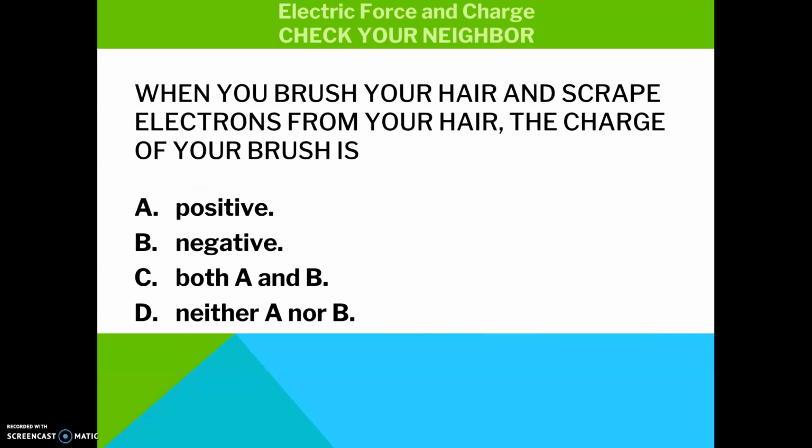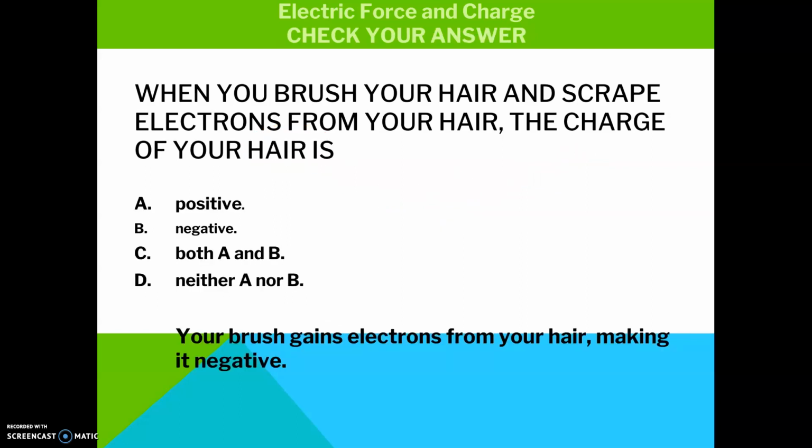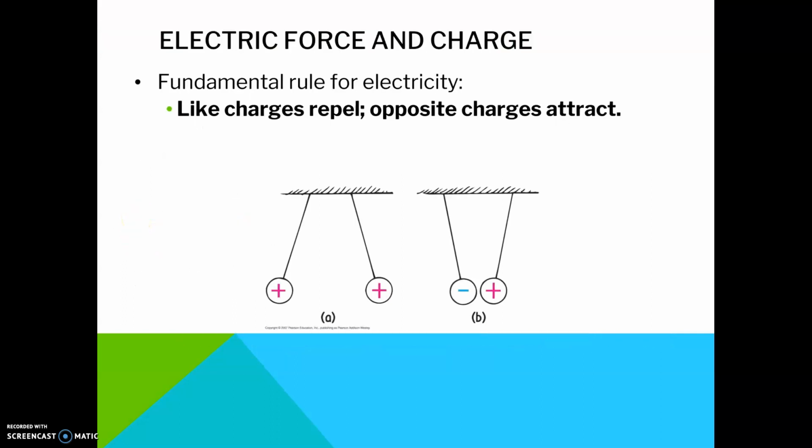Well, if we have the same scenario, what's the charge of the brush, okay? The brush has scraped electrons from the hair. So the brush has gained electrons. What happens when you gain electrons? You gain negative things. You are now negative. So B would be your correct answer there.